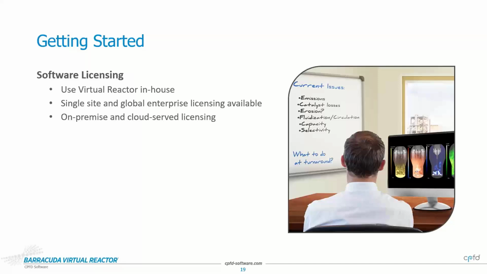So software licensing is the first option, where your team uses Barracuda directly to set up, run, and post-process simulations. Virtual Reactor can be run on your own hardware or on the cloud, and global teams can take advantage of our global enterprise license option available in most countries. We have a number of different licensing options available, so contact our sales teams for specifics.